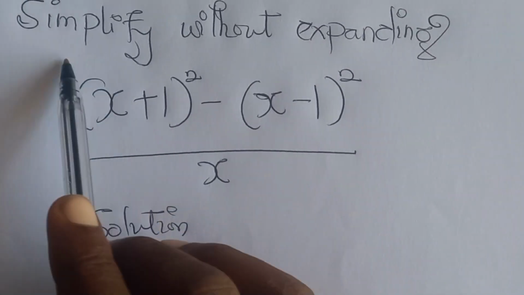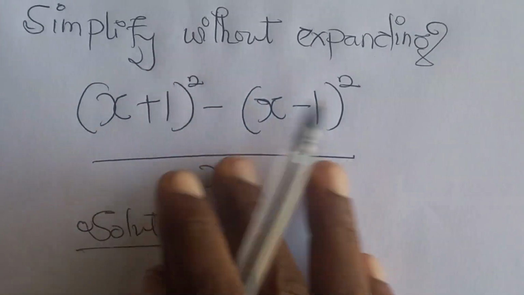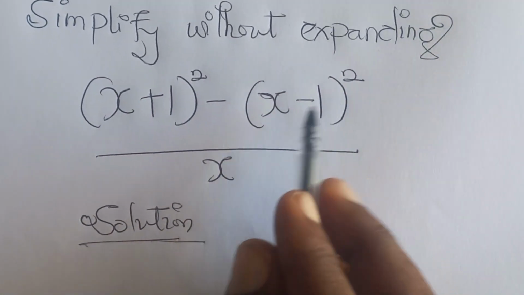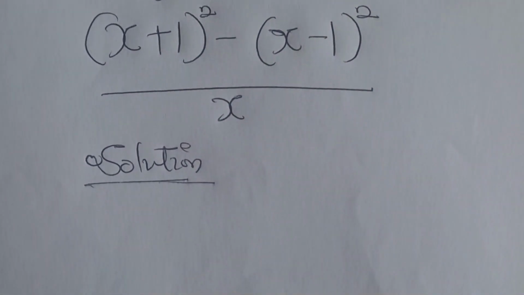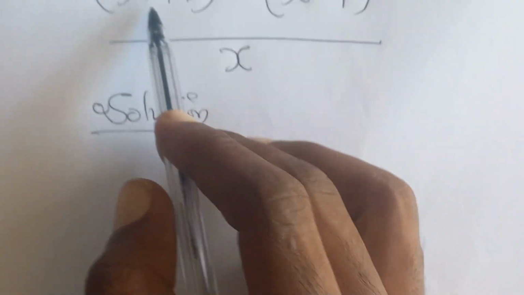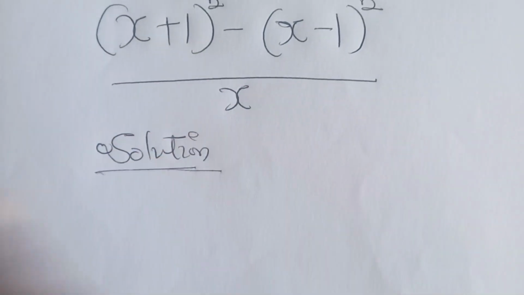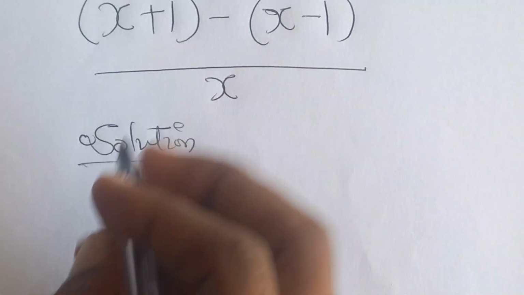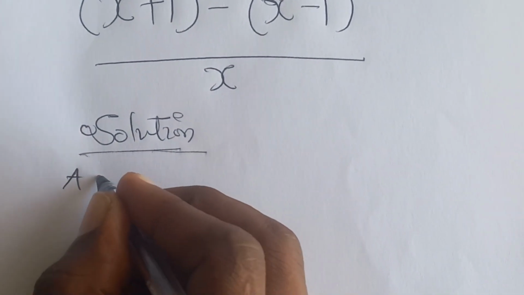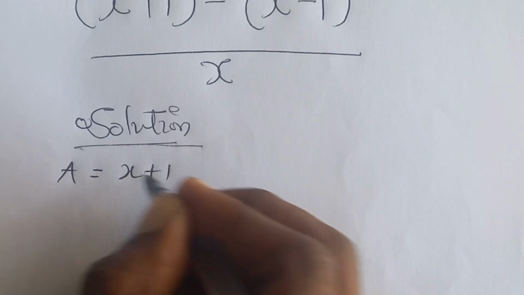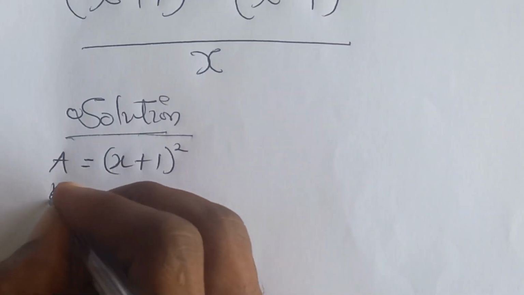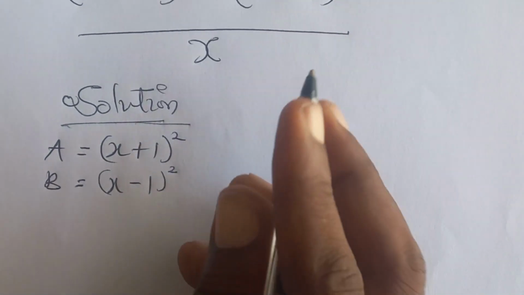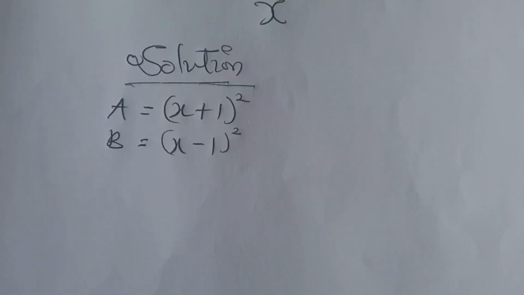So today we are simplifying without expanding this kind of question. Okay, x plus 1 all squared minus x minus 1 all squared over x. So straightforward. Since we are not to expand this, we can use this here. We can say that our a is equal to x plus 1 all squared, and then our b can be x minus 1 all squared.